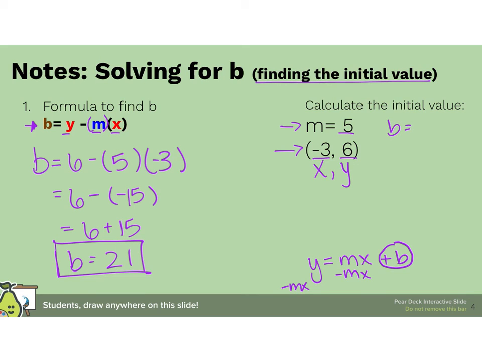So I have all of the information I need. If I wanted to go ahead and write the equation of this line, I could. So I could write y equals m, which is 5x, plus b, which is 21. So we're going to be moving into doing that in the next few lessons. But all you do is plug in m and b into slope-intercept form. So this is how you find the initial value. We're going to practice a bunch of times, and eventually it'll be just as easy for you as it is to calculate slope.